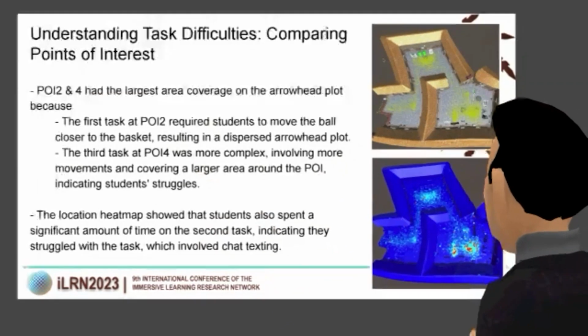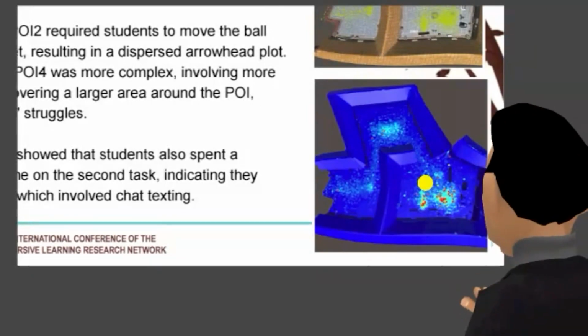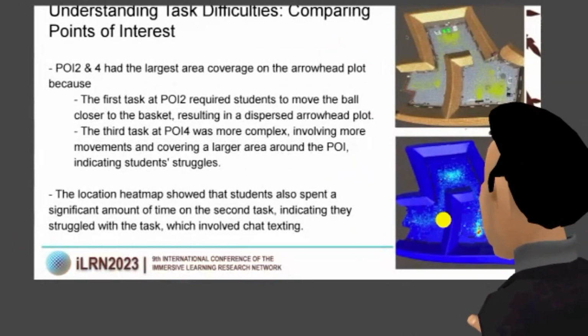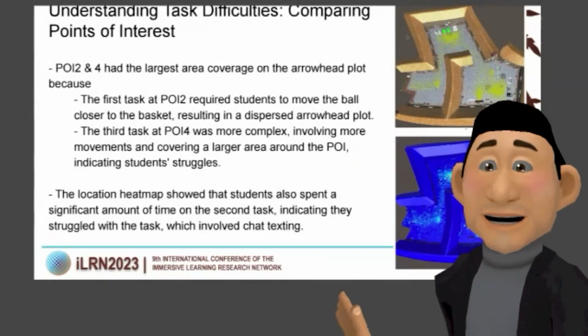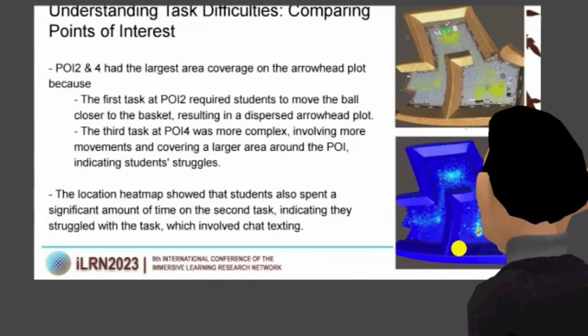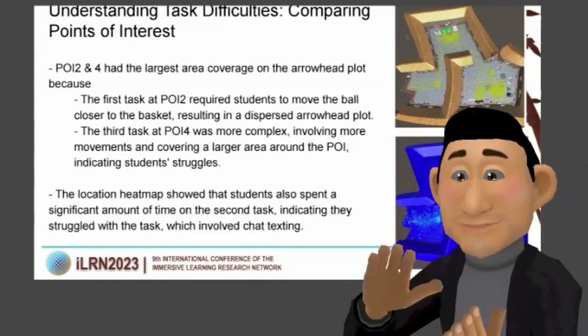On the other hand, on the location heat map, like I said, point 3 had dense spots. That means they spend a lot of time there. And that means they struggled with the task, which involved chat texting. I didn't think chat texting was too complicated, but for students, somehow it was complicated enough. So they have to spend lots of time struggling with the chat window.